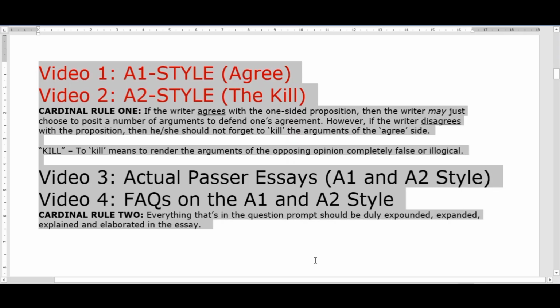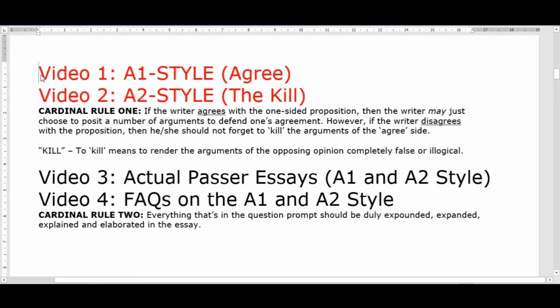So let's assume that the question is one-sided, particularly one-sided to what extent. So video 1 is talking about the agree style, wherein all you need to do is to agree to the proposition posited and then come up with a series of arguments to defend it.